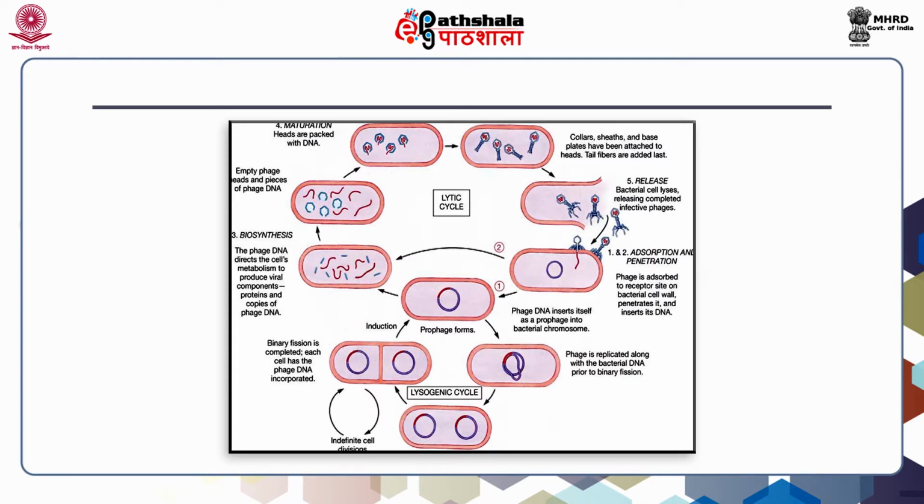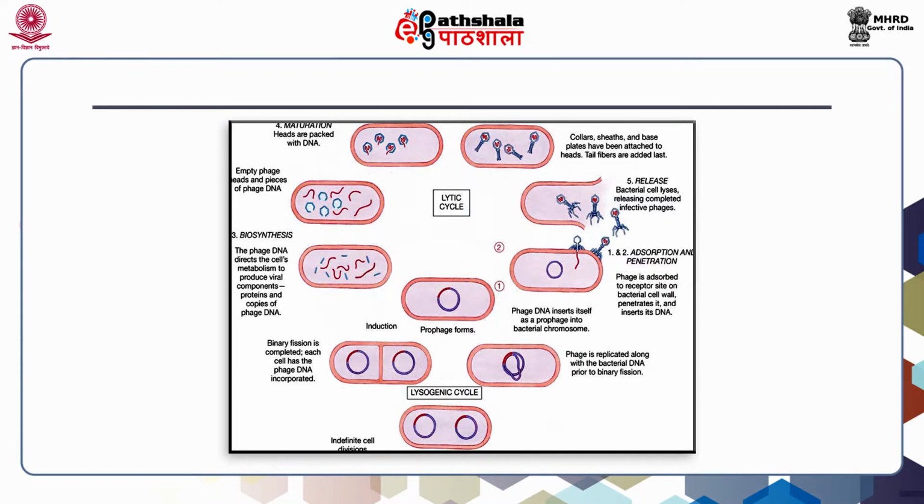In this slide, we will look at the lytic cycle and the lysogenic cycle. In steps 1 and 2, we see the adsorption and penetration, where the phage is adsorbed to a receptor site on the bacterial cell wall, penetrates it and inserts its DNA. In the lytic cycle, the biosynthesis step takes place. The phage DNA directs the cell's metabolism to produce viral components such as proteins and copies of phage DNA, empty phage heads and pieces of phage DNA. In step 4, maturation takes place and the heads are packed with DNA. In step 5, the bacterial cell lyses, releasing completed infective phages.